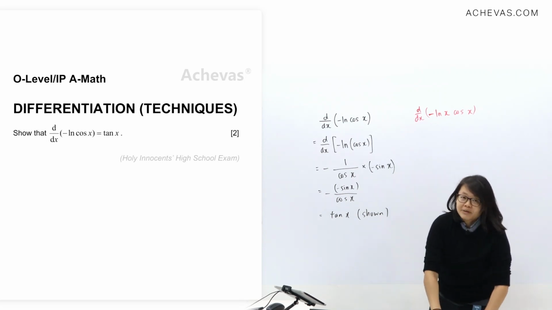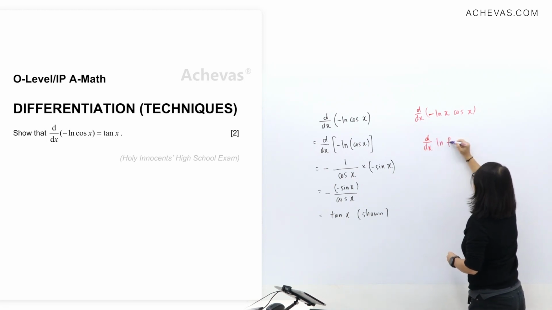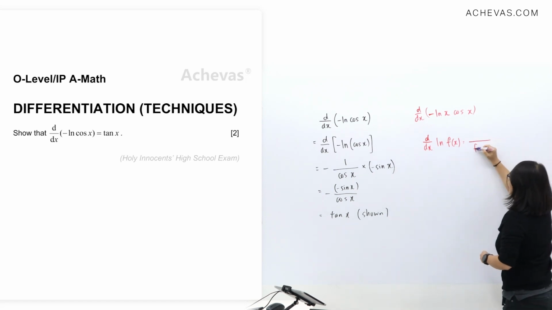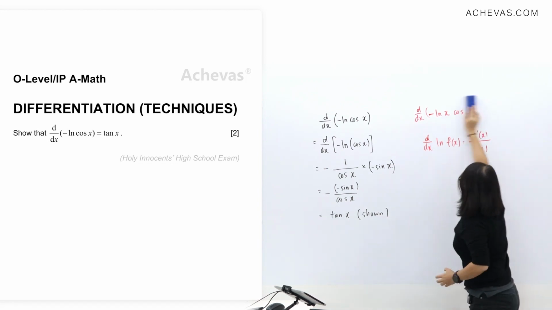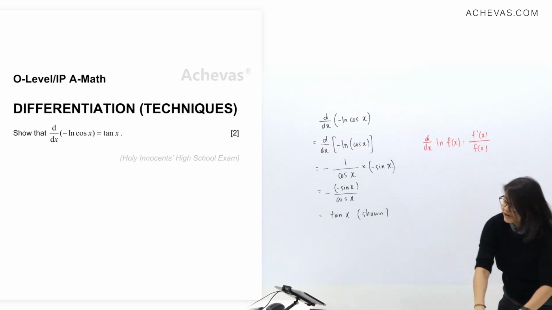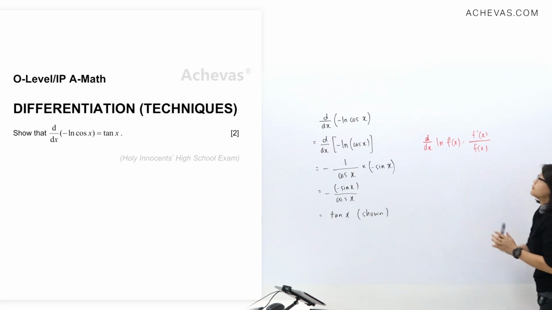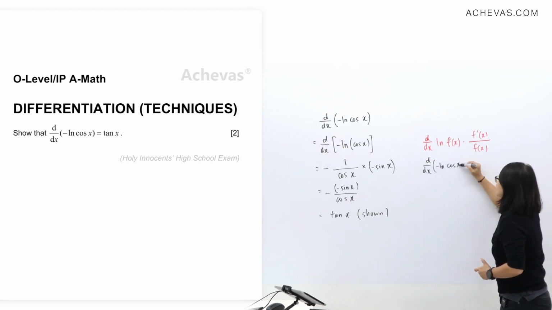Okay, now let me also write down, if you are familiar with differentiating ln of a function in x, this result will lead to the same thing. You write f(x) here, and the top here is going to be f prime x. So let's take a look at the direct differentiation of the ln function of x. We have that there, differentiating negative ln cos x.